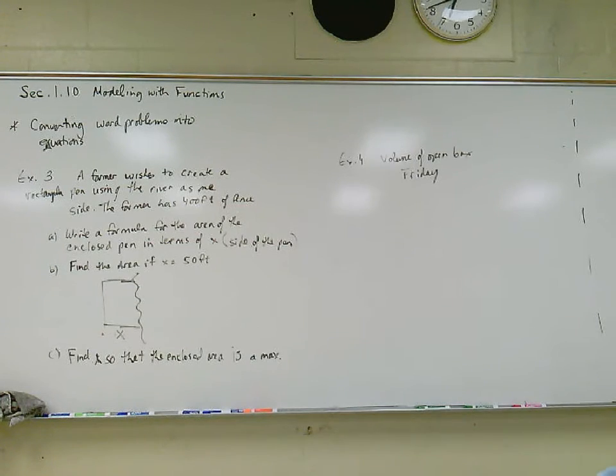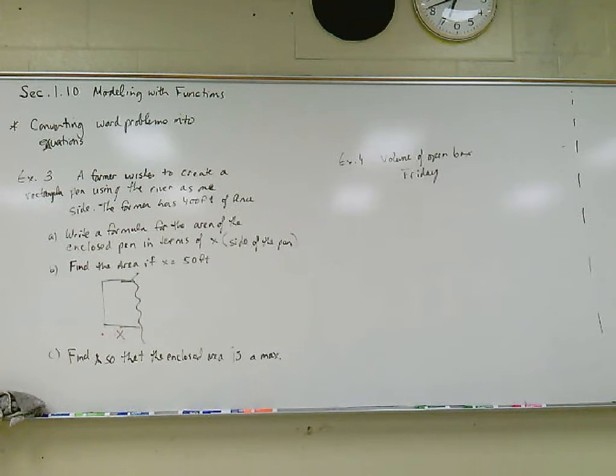You want to optimize that. So here we go. For you guys at home, we've got an optimization problem. We're continuing with modeling with functions, and you'll see that this one will involve a quadratic. If you read the problem, a farmer wishes to create a rectangular pen using the river as one side. The farmer has 400 feet of fence.